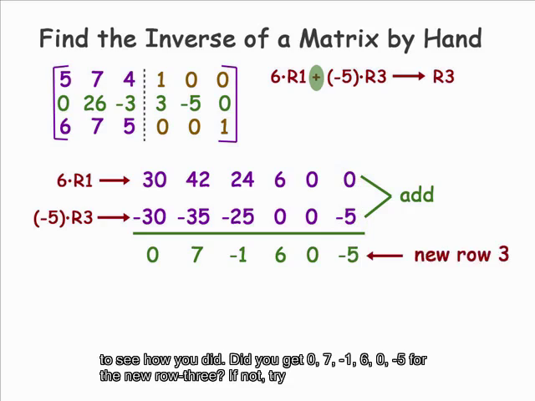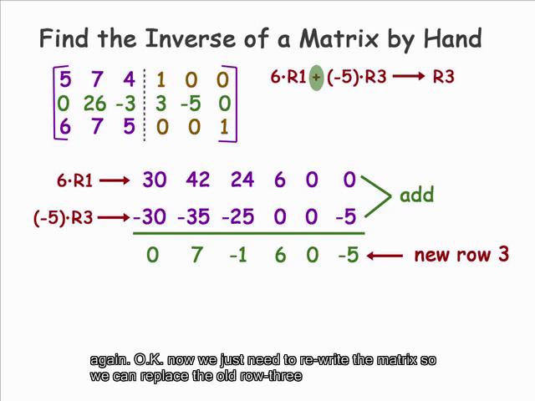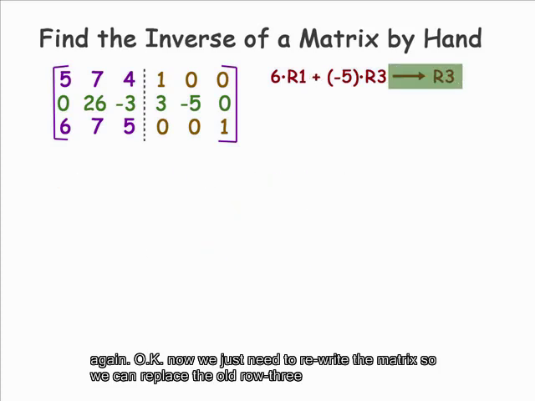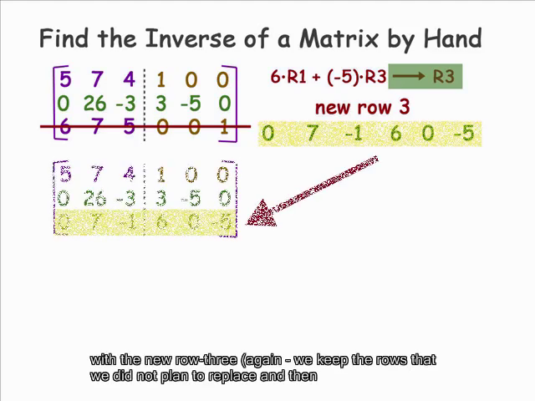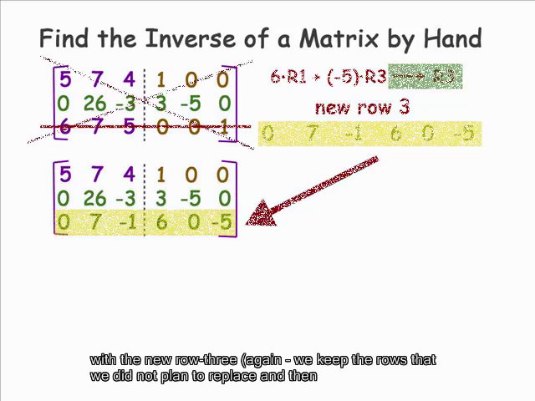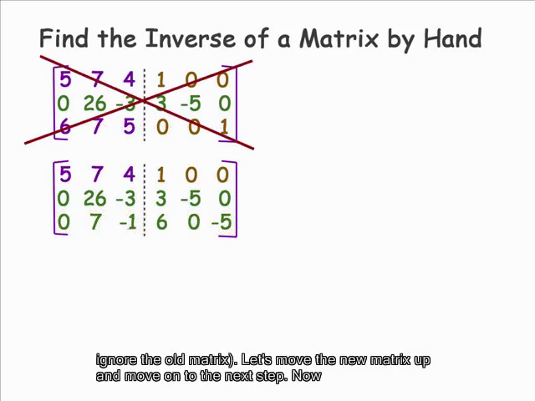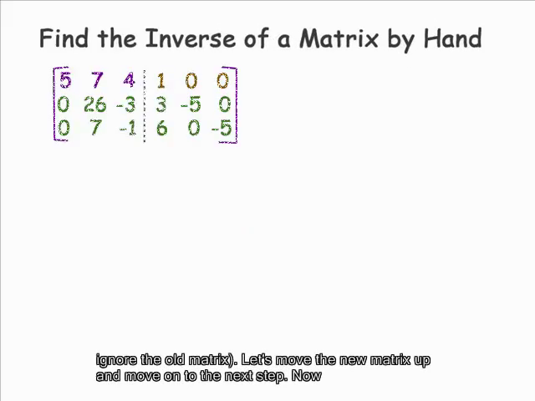Did you get 0, 7, -1, 6, 0, -5 for the new row 3? If not, try again. Okay, now we just need to rewrite the matrix so we can replace the old row 3 with the new row 3. Again, we keep the rows that we did not plan to replace and then ignore the old matrix. Let's move the new matrix up and move on to the next step.